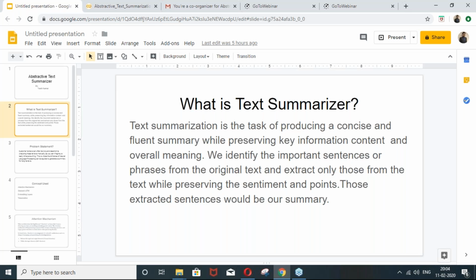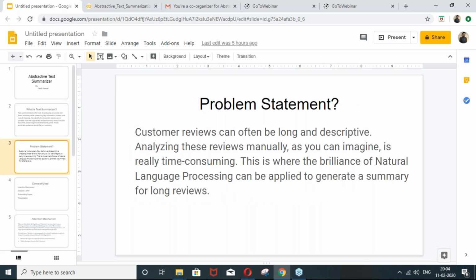We identify the important sentences or phrases and extract that text. We have to preserve the main point and the sentiment, what the reviewer actually wants to tell. So the main task we are doing is preserving the sentiments and the point, and that extracted summary will be our required summary.